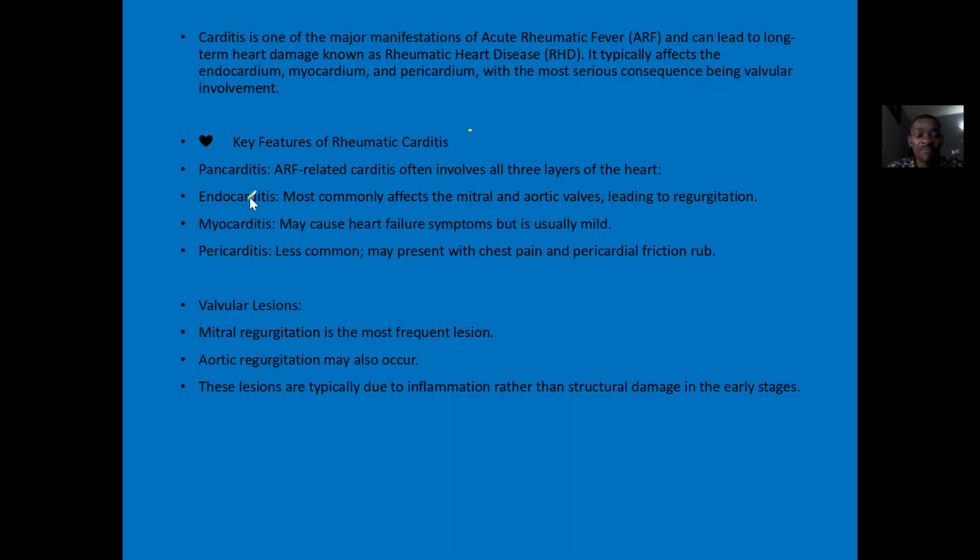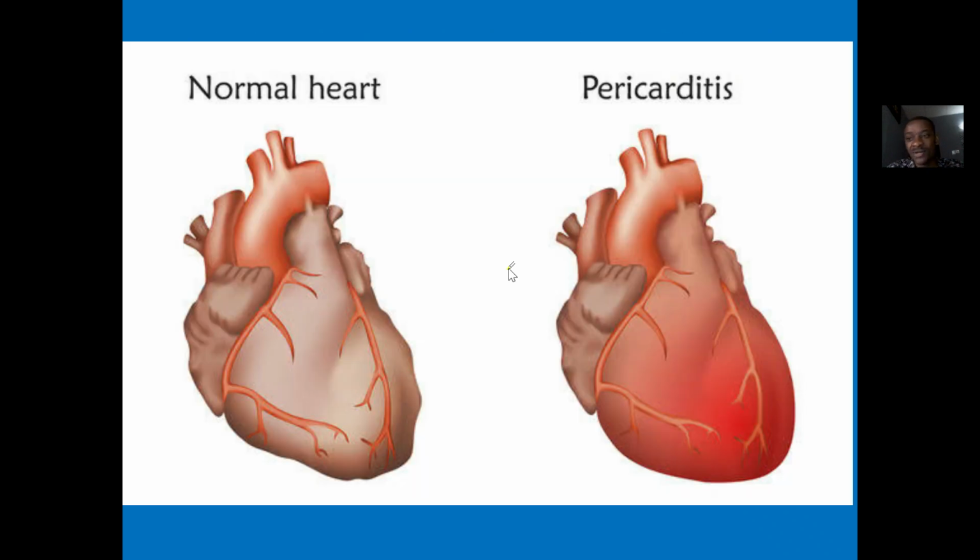So you can have pancarditis, which is inflammation of all these three layers. You can have endocarditis, which is inflammation of the inner layers, including the valves, right? You can have myocarditis, which is inflammation of the middle layer. You can have pericarditis, which is inflammation of the what? Outside. Okay, I think I had pericarditis here. All right. Or you can have inflammation of all those layers.